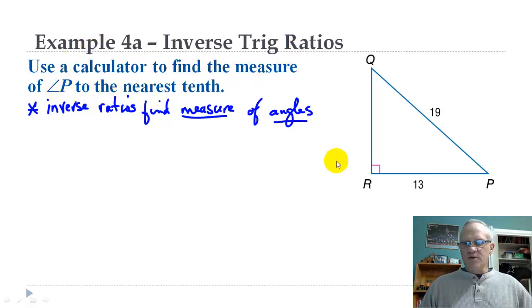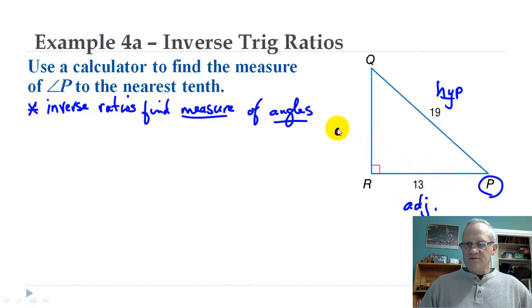So we're doing angle P. So this is the angle that we're looking at. Based on angle P, where's the hypotenuse? Well, first of all, the hypotenuse is always the same. That's going to be over here. All right, from angle P, what's 13? 13 is right next to P, so this is adjacent. This is the opposite side over here. Okay, so the two sides that we know are adjacent and hypotenuse.